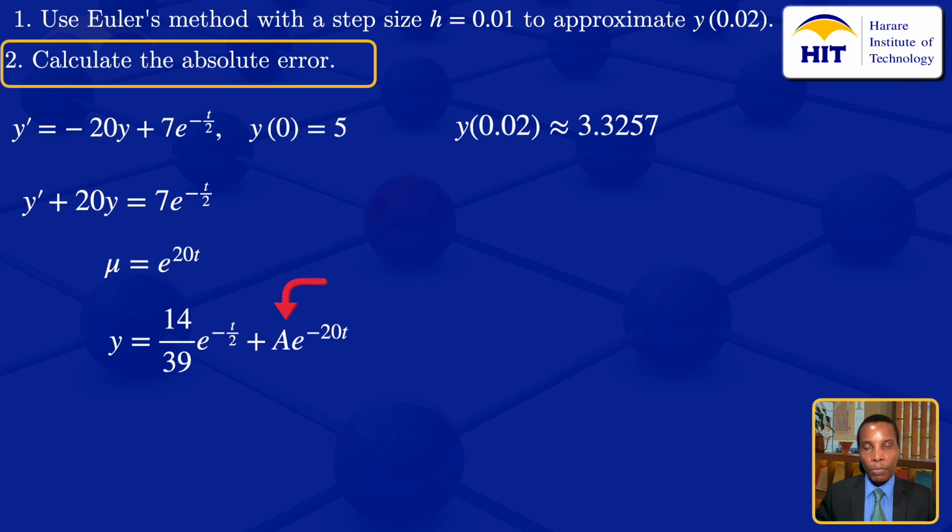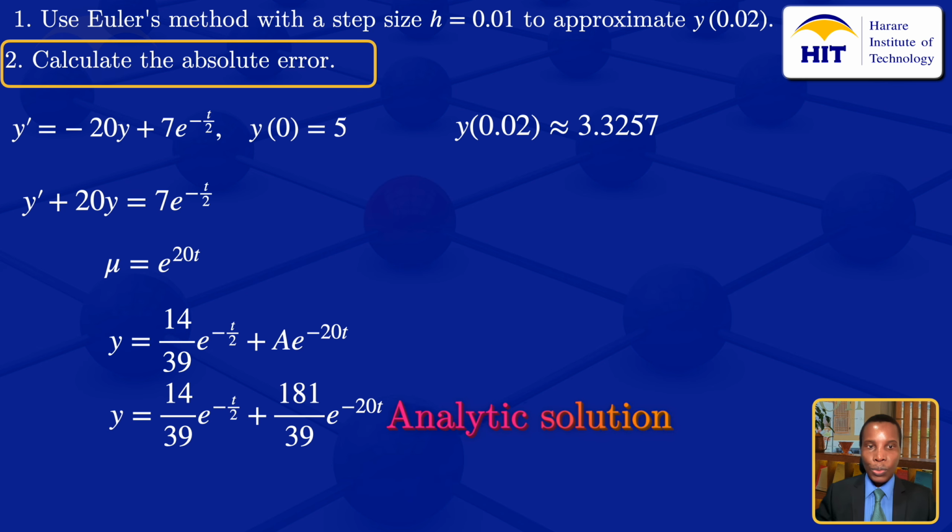For us to get the value of this constant, we use the initial condition. Substitute t = 0 in this equation, and we are saying y will be 5. When you solve that, we get that A is 181/39. So we have y = (14/39)e^(-t/2) + (181/39)e^(-20t). So this is our analytic solution.